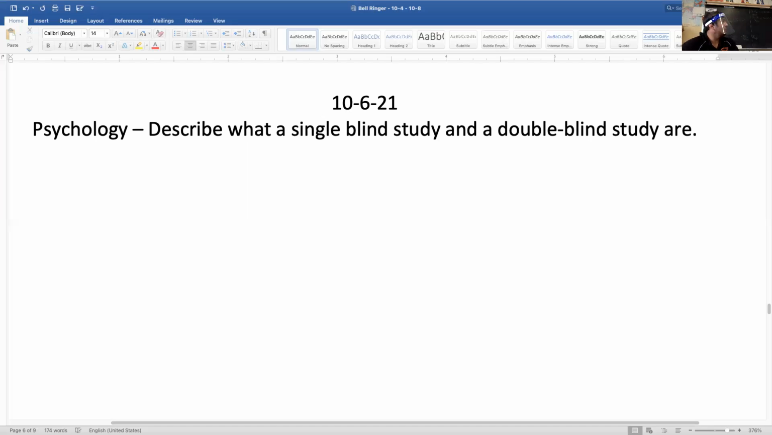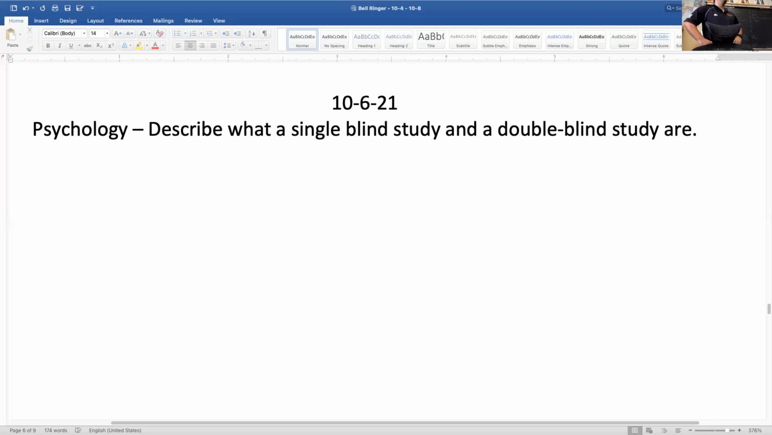All right, so let's get to it. Single blind study, what does that mean? Allison, what do you have for a single blind study? It's when, in an experiment, the test subjects don't have to be part of the control group or the experimental group of the experiment. Yeah, good job.